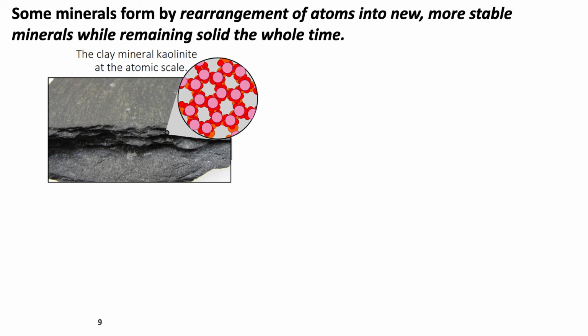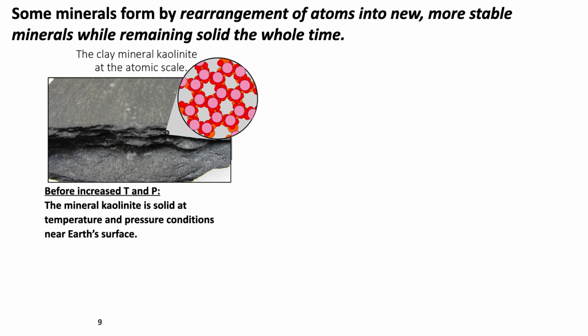Our last main way minerals form is by rearrangement of atoms that are in a pre-existing rock into new, more stable minerals while they actually remain solid the whole time. So there's no melting and there's no dissolving in this scenario. We have an example on the left-hand side of a mineral called kaolinite. Kaolinite is a very common mineral towards Earth's surface.